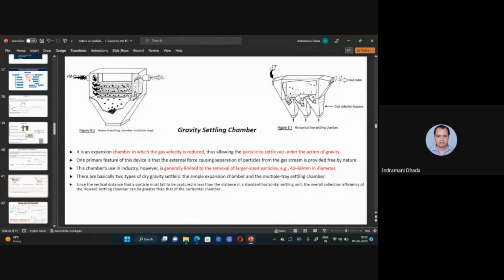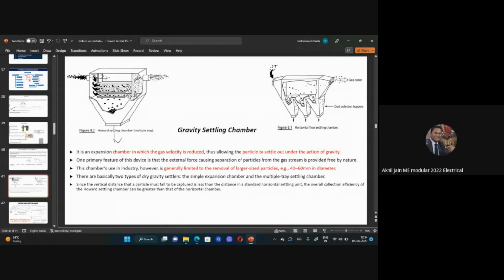Okay, here this is a gravity chamber. You can see when the gas passes through this inlet into the chamber, suppose the pressure is something here and the flow is something here. Now the chamber suddenly enlarges and the flow reduces, so the particles can drop down and be removed through this hopper. This is one kind of thing. And at the outlet you will get cleaner air.